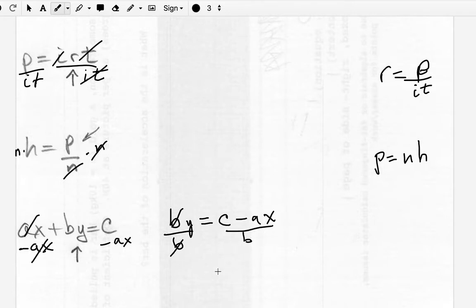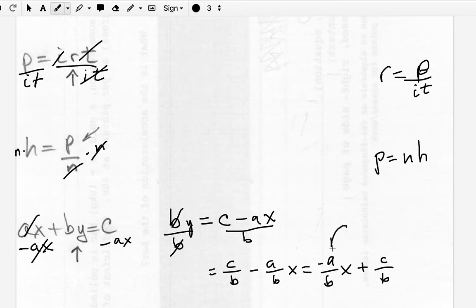Now we can also distribute this b down here, and we would get c over b minus a over b x. Rewriting this equation, we get negative a over b x plus c over b. I just rewrote the order there. And now we are in slope-intercept form, where the slope m is equal to negative a over b, and the y-intercept, which we usually call b, in this case is c over b.